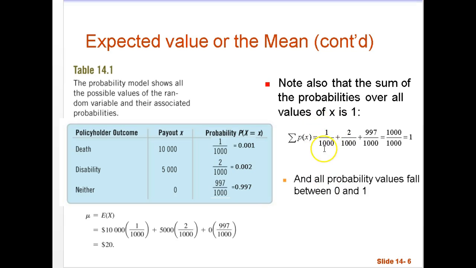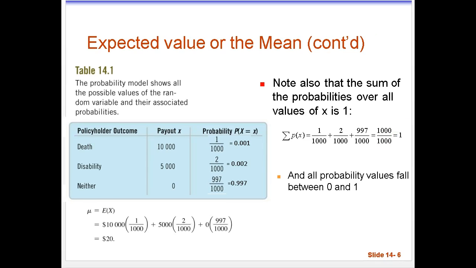So right here, here's our probability of a death, 1 in 1,000, probability of a disability, and probability of neither. When I add these up, I get 1,000 over 1,000, and of course that equals 1. So that property is met for this particular example.